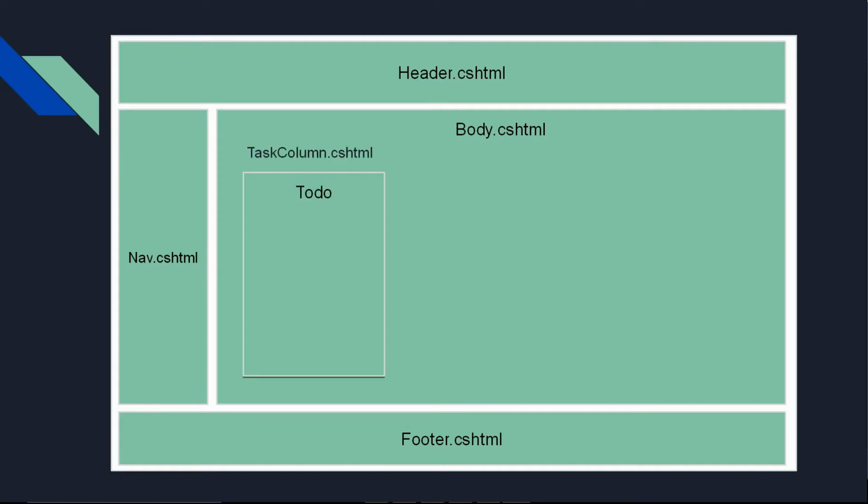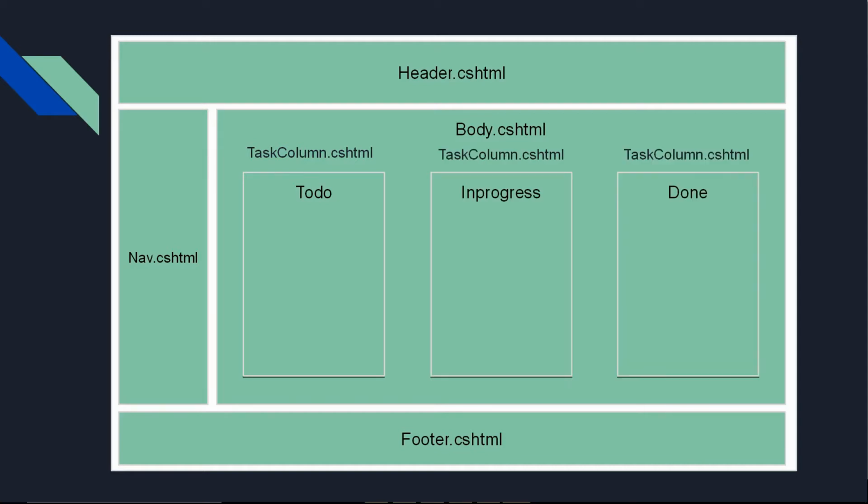In this particular application, take it as a task-representing application. It will show the user's tasks, whatever is completed and whatever is not. Suppose we have task columns: one is a to-do task column, another is an in-progress task column, another is a done task column. Here, the task column.cshtml can be a component, and this can also be a component.